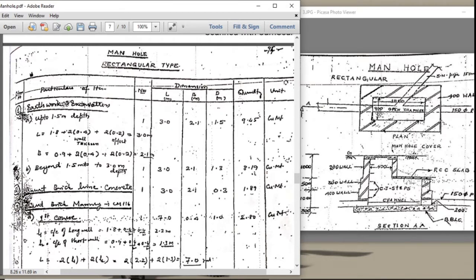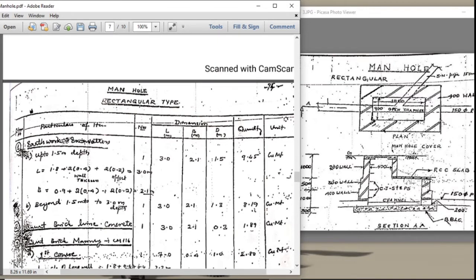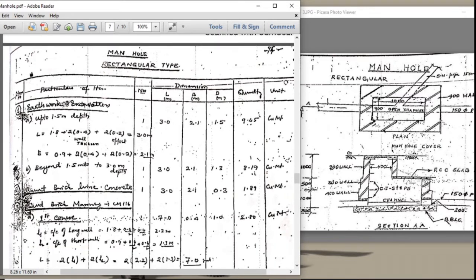Breadth is 900 plus 0.4 plus 0.4 plus 0.2 plus 0.2, where 0.2 is offset. Okay. 2.1. So breadth is 2.1. So depth is up to 1.5. So total quantity is 9.45.